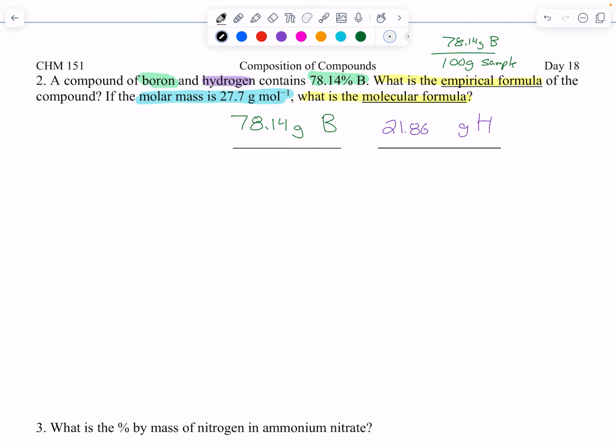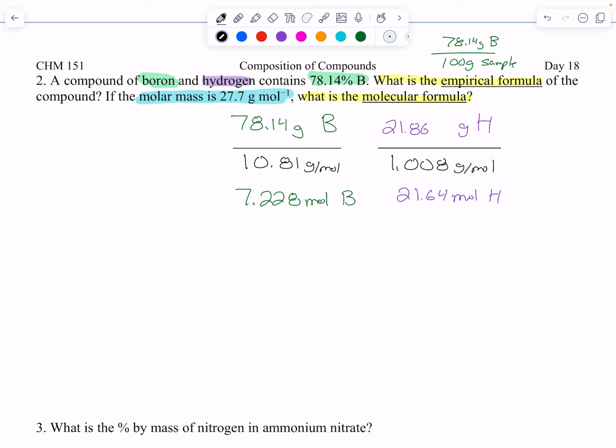Now for boron, I got 10.81. I have 4 numbers here. So for hydrogen, I will use 1.008 grams per mole, so now I can keep my 4 sig figs. I believe in this case it doesn't matter, but it's always a good idea to keep the number of sig figs. And so 78.14 divided by 10.81, I got 7.228. And 21.86 divided by 1.008, 21.64. Grams, moles.